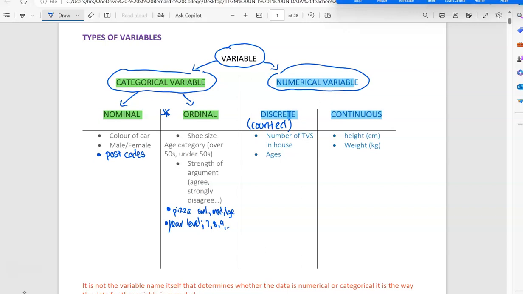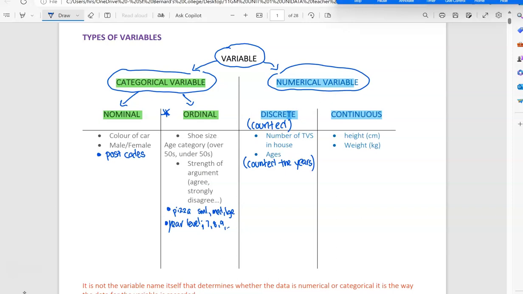So that is discrete. Now, I know I've put ages here. If we went around to the ages, I want you to write underneath that this is only if we counted the years. So when I go around and ask you, how old are you? You say 16, 16, 17, that's years. You're just counting it. So that's okay.